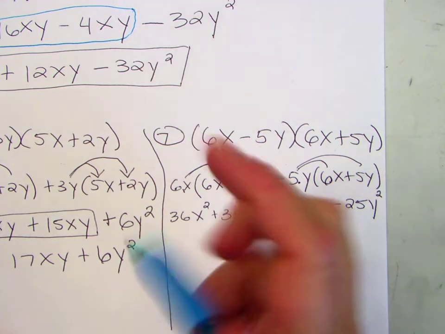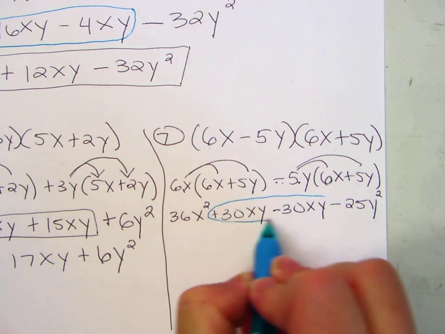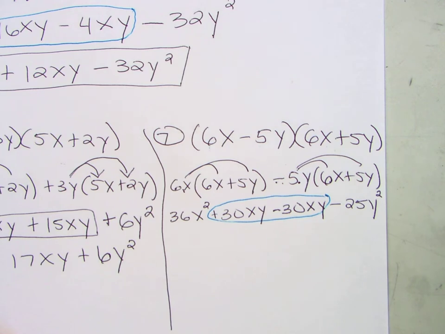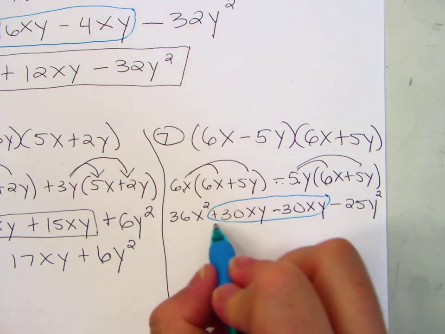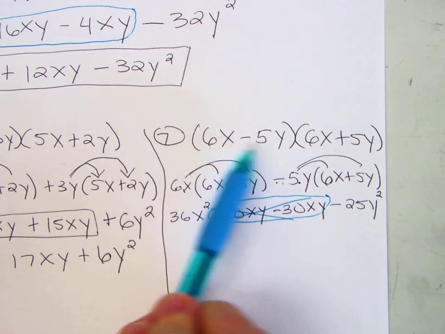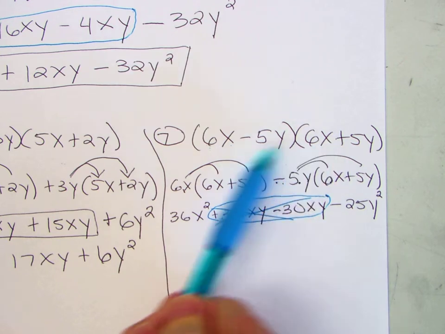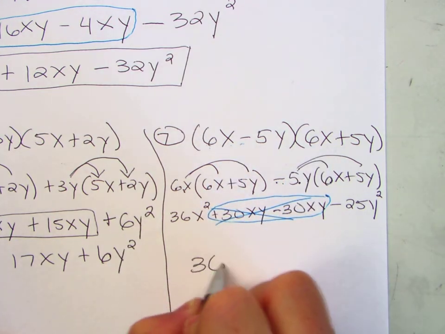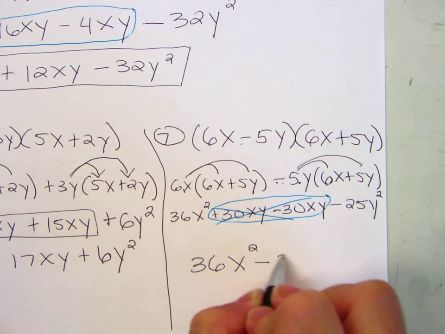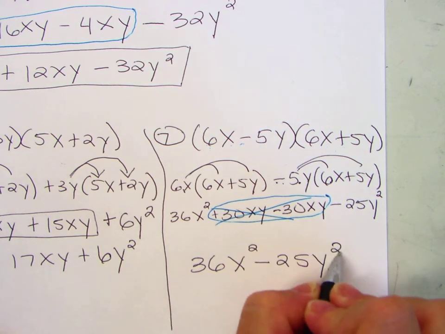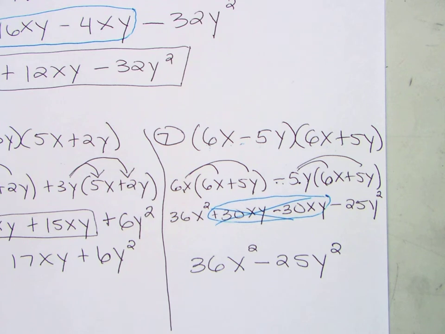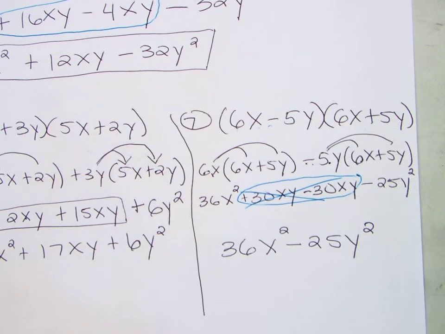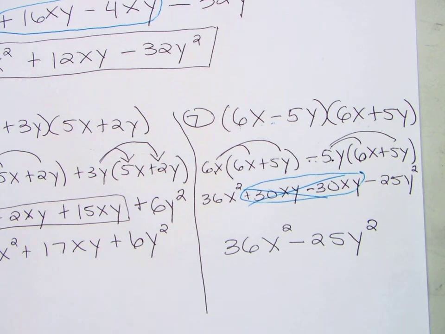Now look at these middle two. What happens? 30 minus 30 is 0. This whole thing cancels out. Do you notice these are exactly the same? One's plus, one's minus. Do you remember what those are called? That's called conjugates. When you have conjugates, they cancel out every time. Those middle terms always cancel out. Okay? All right, so we're done with the variables.